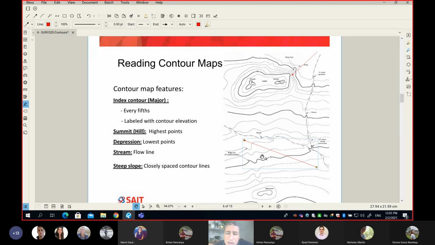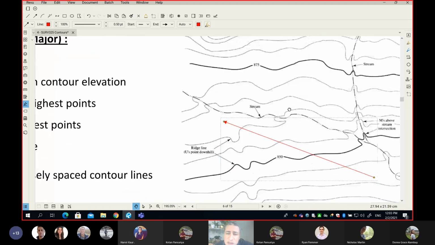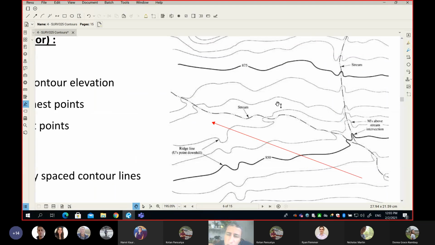The other thing we mentioned last class is that we do not label all the contour lines. Some contour lines in this picture are labeled, like for example 850 and also 875. And in between there is 1, 2, 3, and then 4. Four contour lines are unlabeled, and only the fifth contour is labeled. So we label every fifth contour line. We call those that we label major or index contours, and the ones we leave unlabeled in between are called minor contour lines.